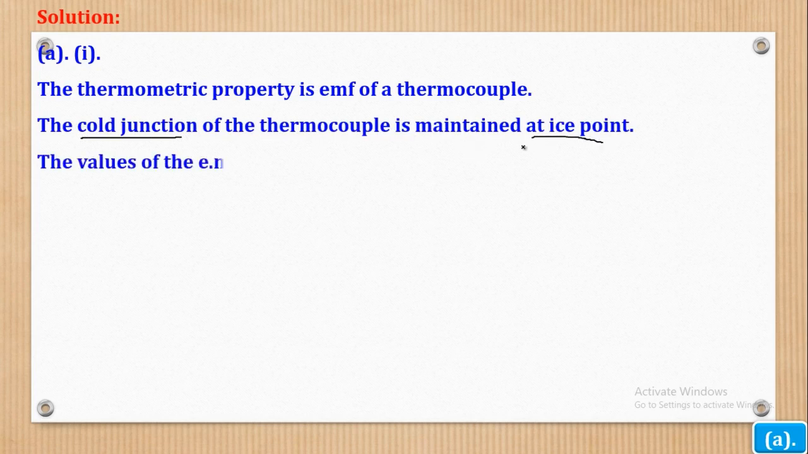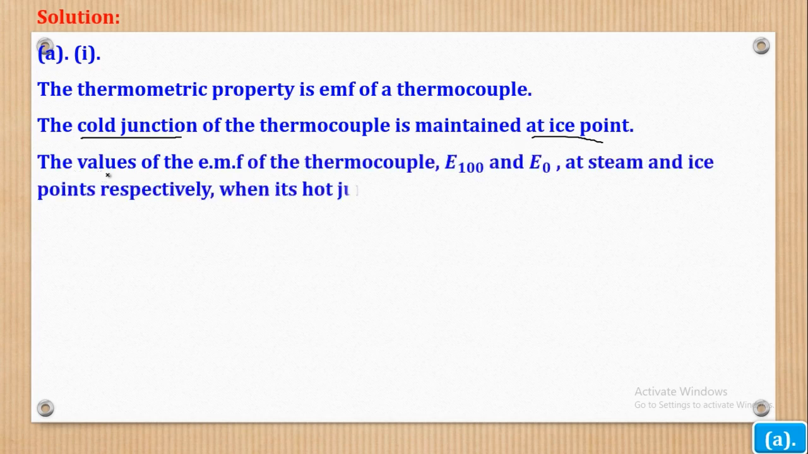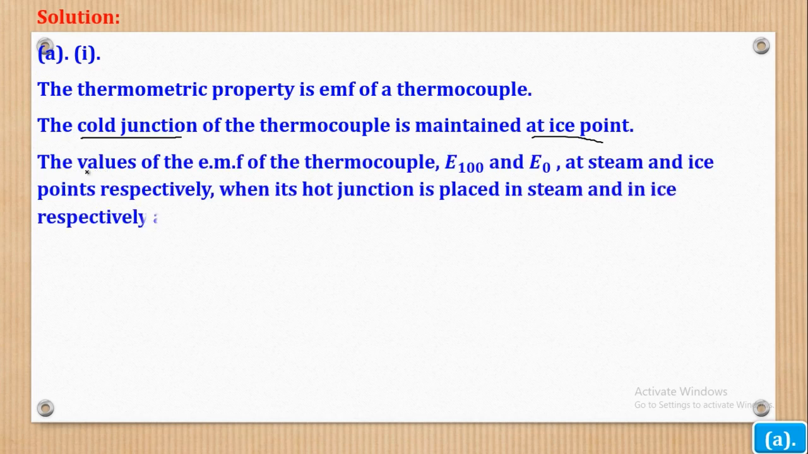What about the hot junction? It's the hot junction which is moved from place to place. Therefore, the values of EMF of the thermocouple, E100 and E0, at steam and ice points respectively, when its hot junction is placed in steam and ice respectively, are noted. So this one is when the hot junction is placed in steam, and this is when the hot junction is placed in ice.